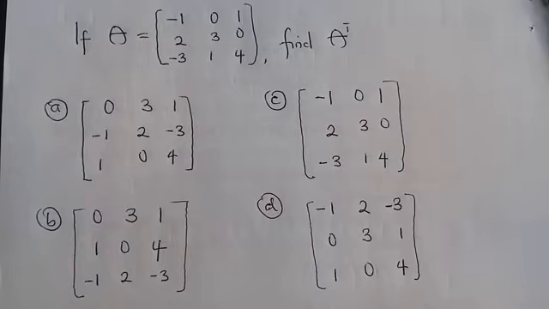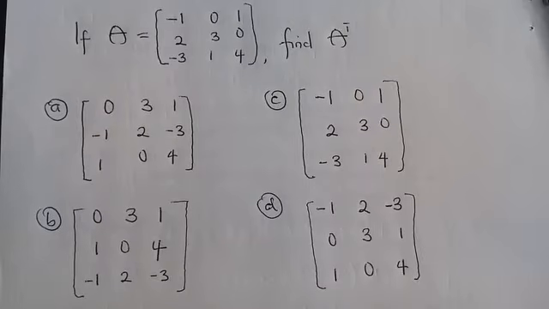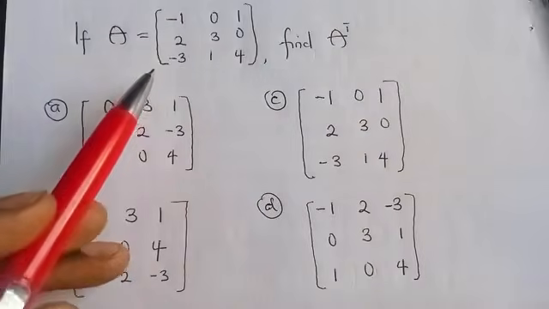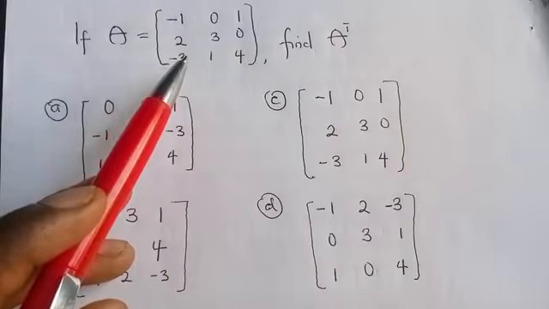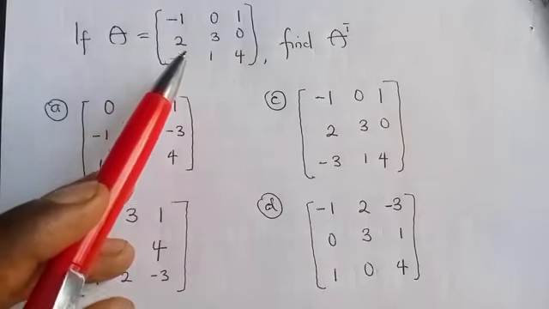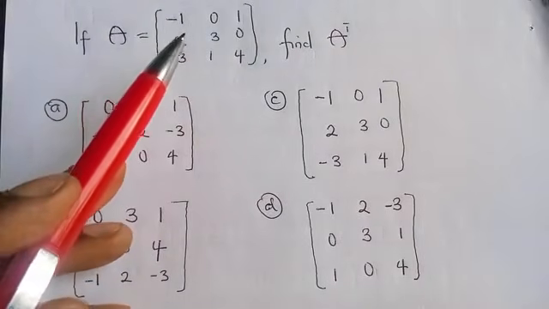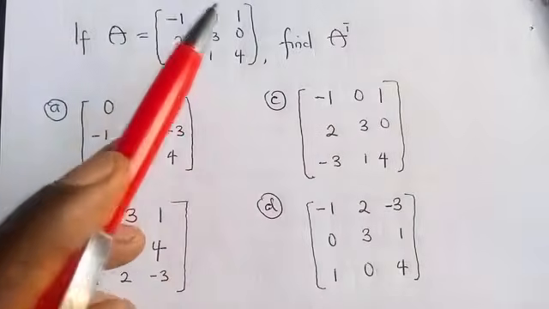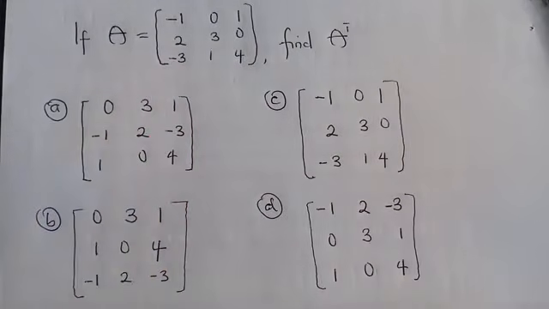So anytime you are asked to find the transpose of a given matrix, all you need to do is to interchange the columns with the rows. In this matrix A, you have a square matrix. It's a matrix of order 3 by 3, that is 3 rows and 3 columns. So all you need to do here is to exchange the rows. Row 1 becomes column 1, row 2 becomes column 2, and then row 3 becomes column 3.